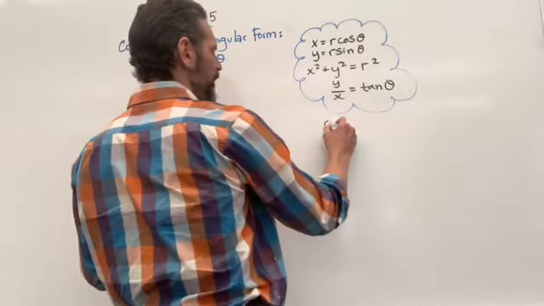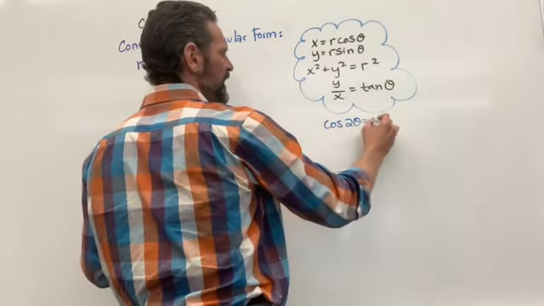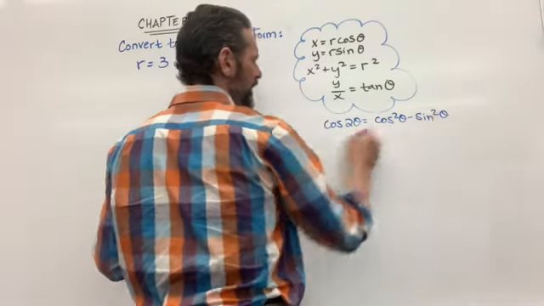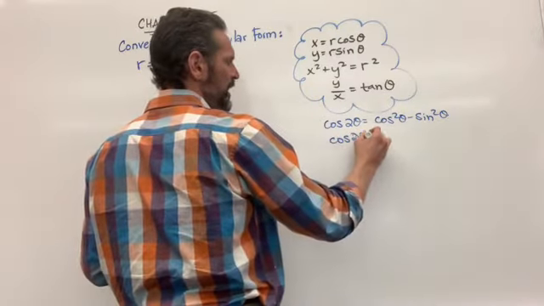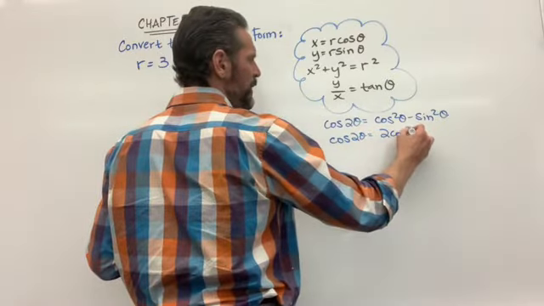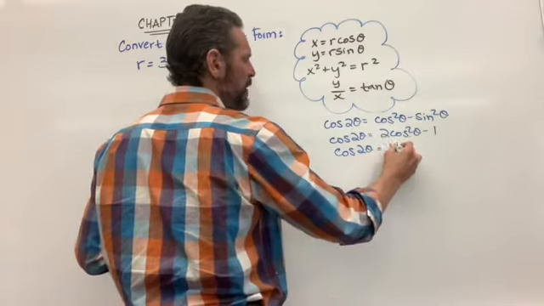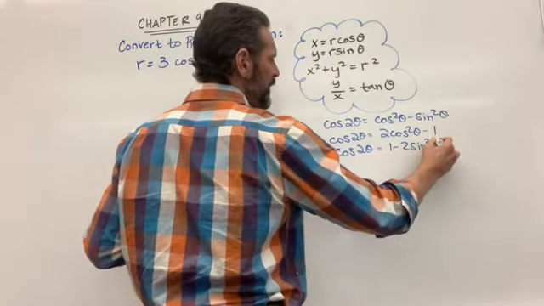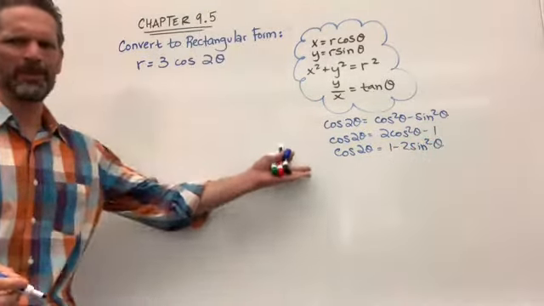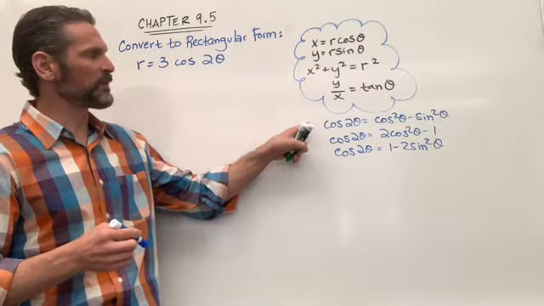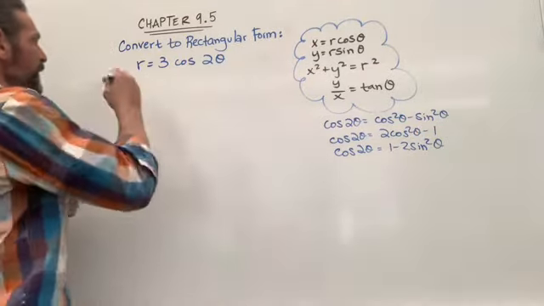I know that cosine 2 theta is cosine squared theta minus sine squared theta, and cosine of 2 theta is 2 cosine squared theta minus 1. And cosine 2 theta is 1 minus 2 sine squared theta. These are old pals of mine. Good to review those.